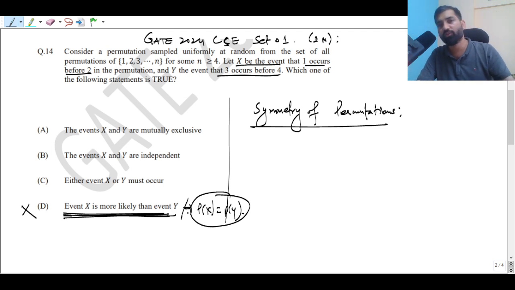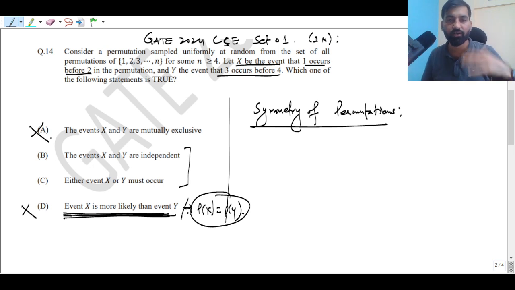So 3 and 4 can come anywhere, 1 and 2 can come anywhere. So when we are defining events, these two events are not mutually exclusive. That is important. So this option will be wrong. Now there is a fight between B and C, right?